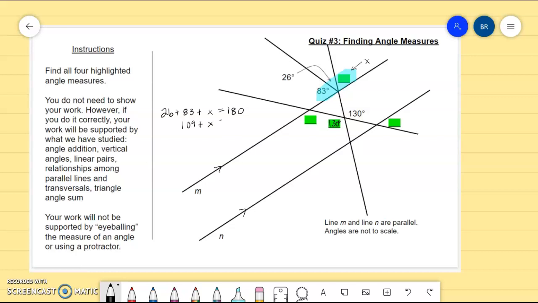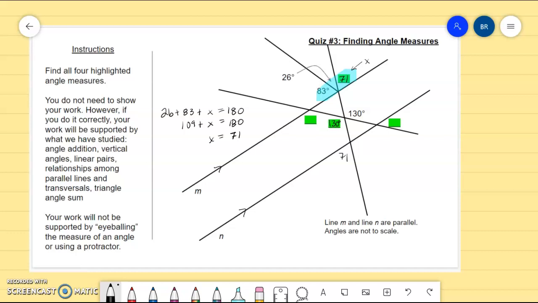109 plus x equals 180. So x equals 71. This is 71. Hey! This one down here would be 71. I don't know if we'll need that, but I'm going to write it down anyway. That's alternate exterior angles.